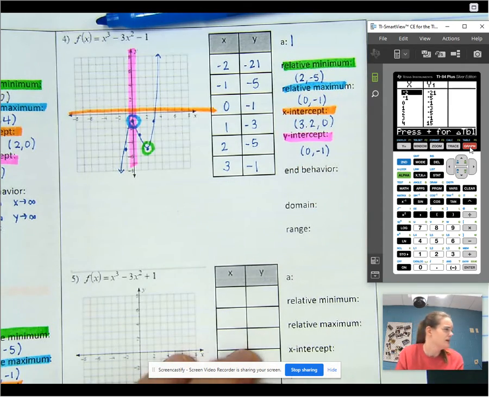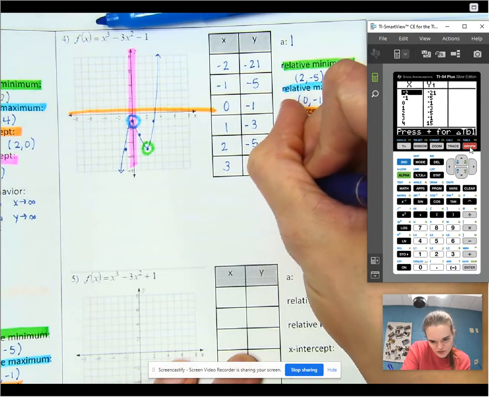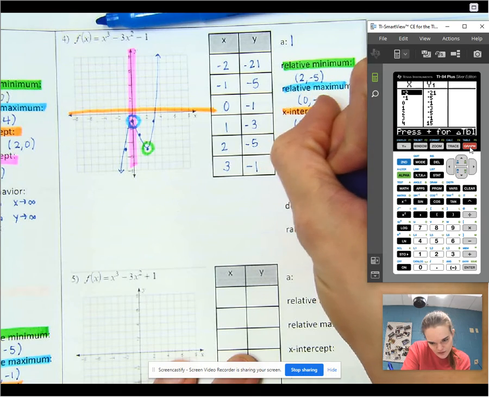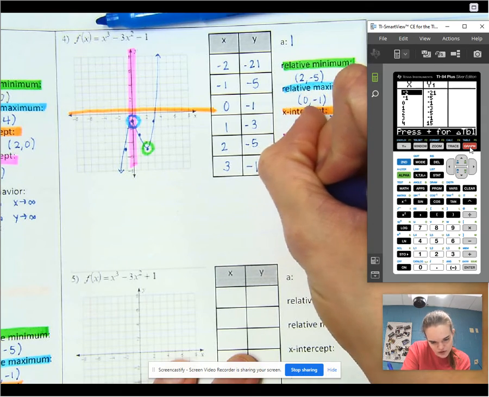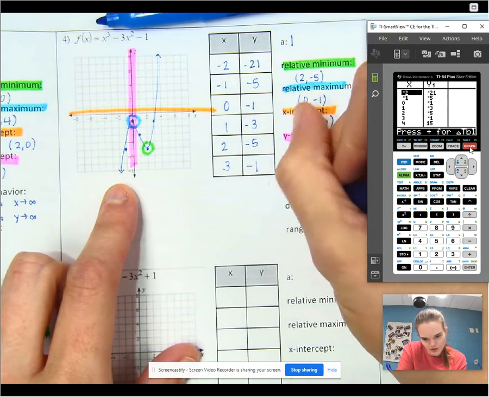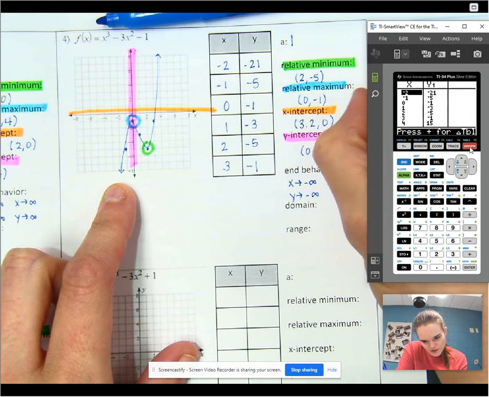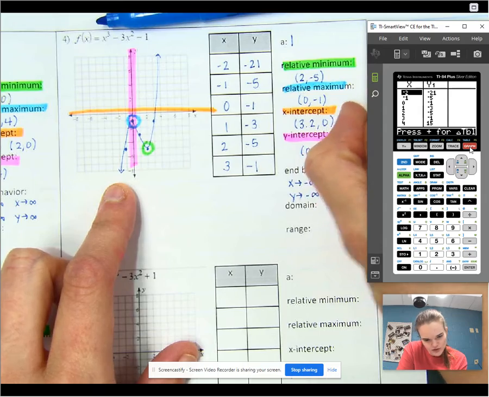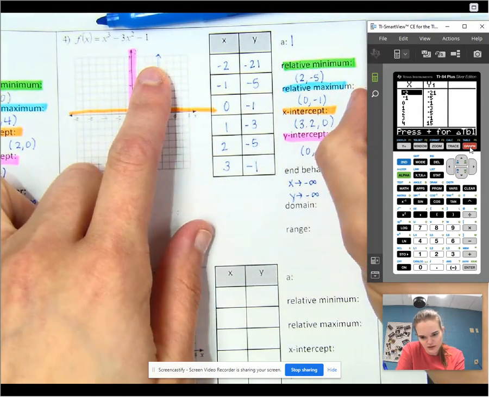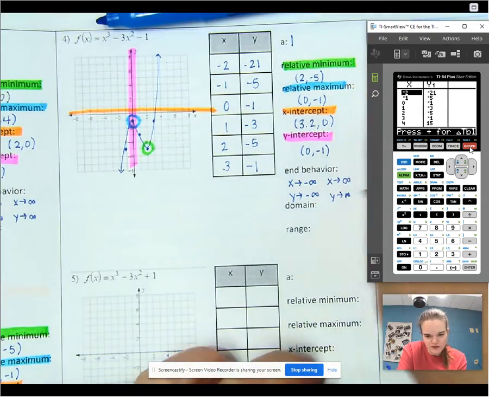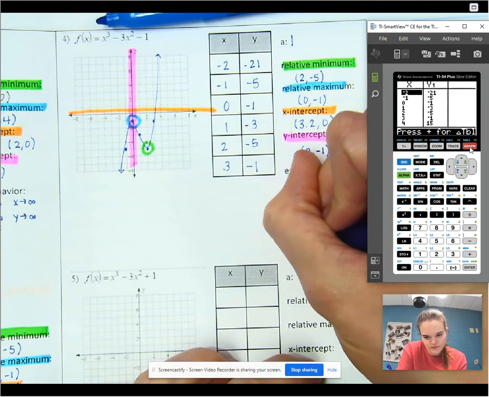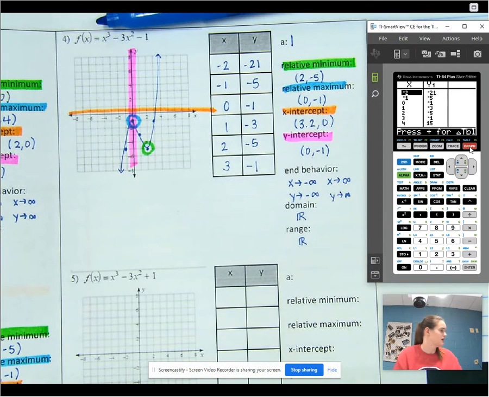Okay, now in behavior, when x approaches negative infinity, y approaches negative infinity as well. It's going down. When x approaches positive infinity, y approaches positive infinity. Domain and range is all real numbers. Okay, and again, if you have not paused the video to do 5, do that now.